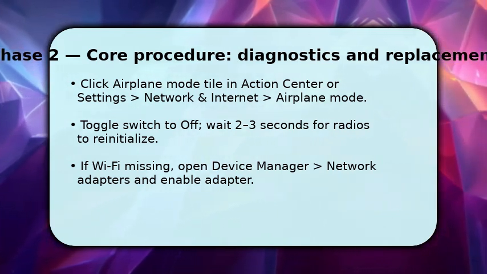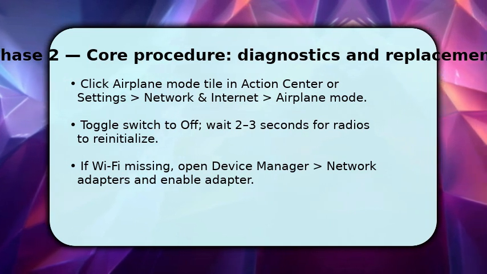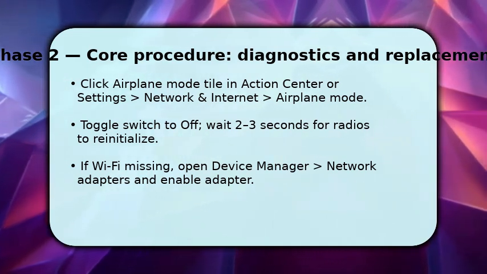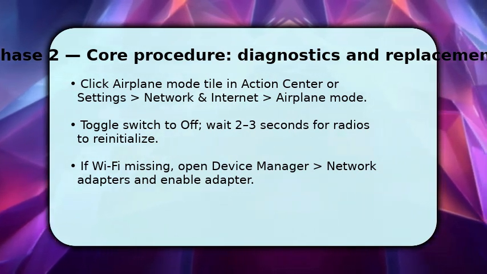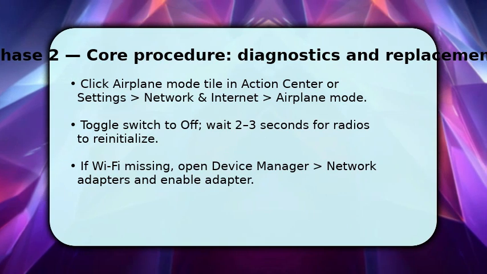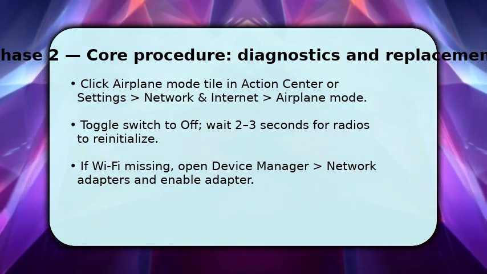If Wi-Fi doesn't appear, open Device Manager, expand network adapters, and enable any disabled adapter. This restores the driver-level connection so Windows can finish by confirming connections and handling a common failure.